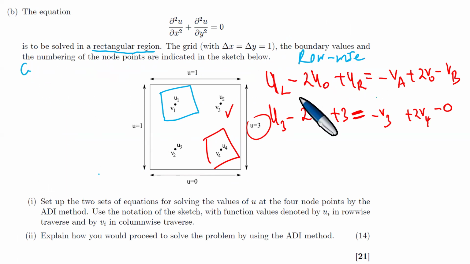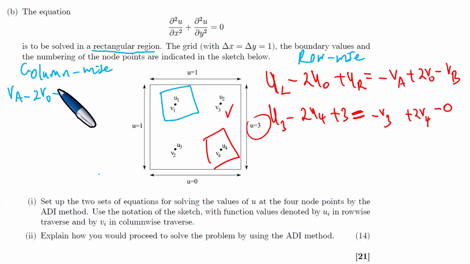This is the formula for row-wise. Then there's a formula for column-wise. What is this column-wise thing? It's going to be exactly VA minus 2V0 plus VB, which equals minus UL plus 2U0 minus UR. Now you would have this column-wise.